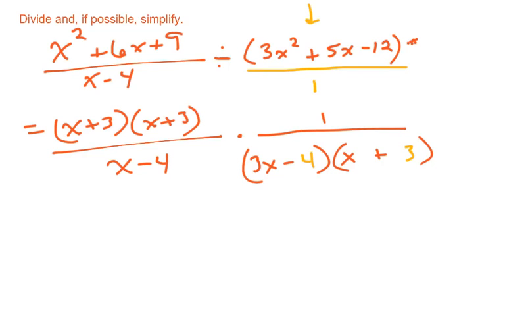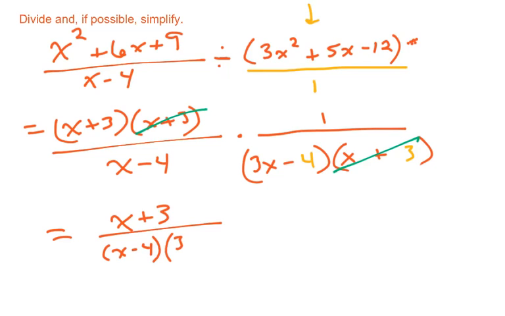Now from here, we can see what's going to cancel. We have an x plus 3 that cancels with an x plus 3. And it looks like that's going to be the only thing that cancels. So to write our answer, we get x plus 3 over x minus 4 times 3x minus 4.